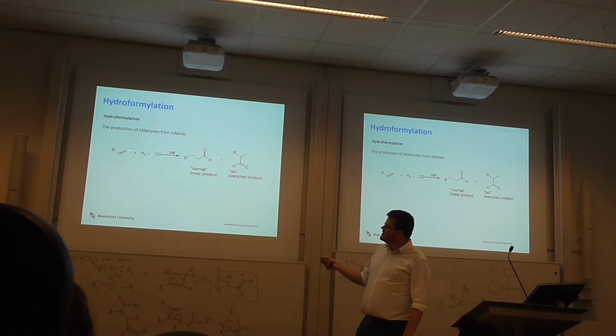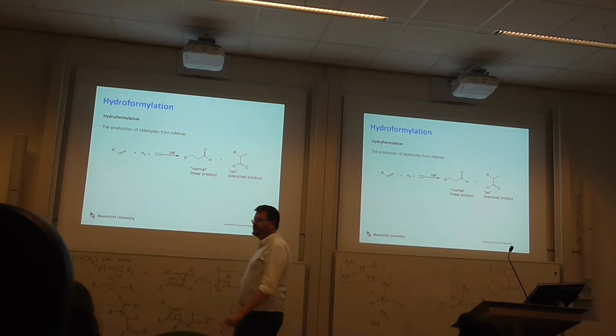Now, if you add H2 and CO onto an alkene, what are you going to get? Well, you're going to get an aldehyde.